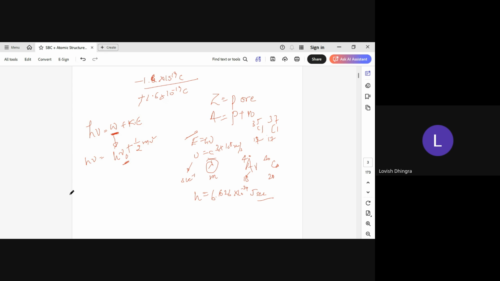Okay, so this was the photoelectric effect. In this, two important points are there. The number of photoelectrons that are emitted is proportional to which factor? Intensity. Yes, the intensity of the incident light. And the kinetic energy of the photoelectrons is proportional to?